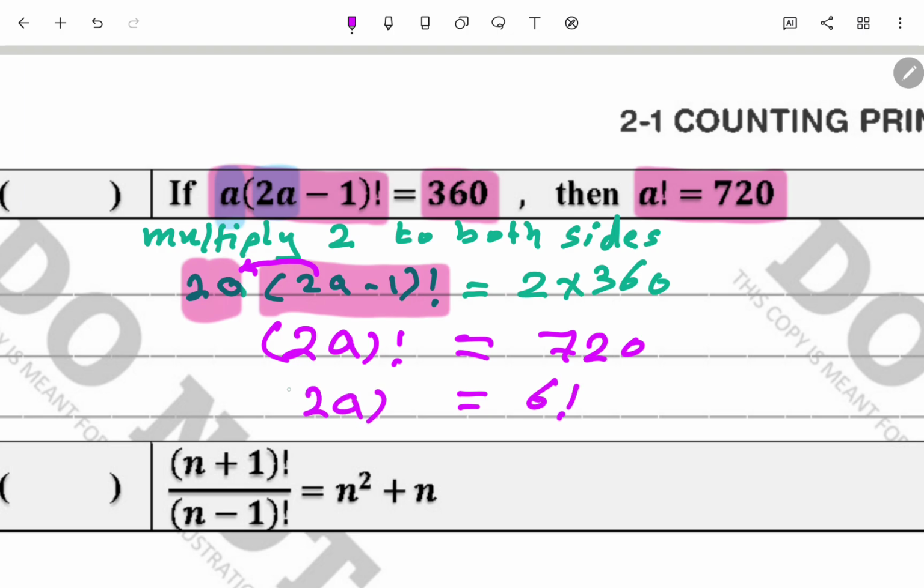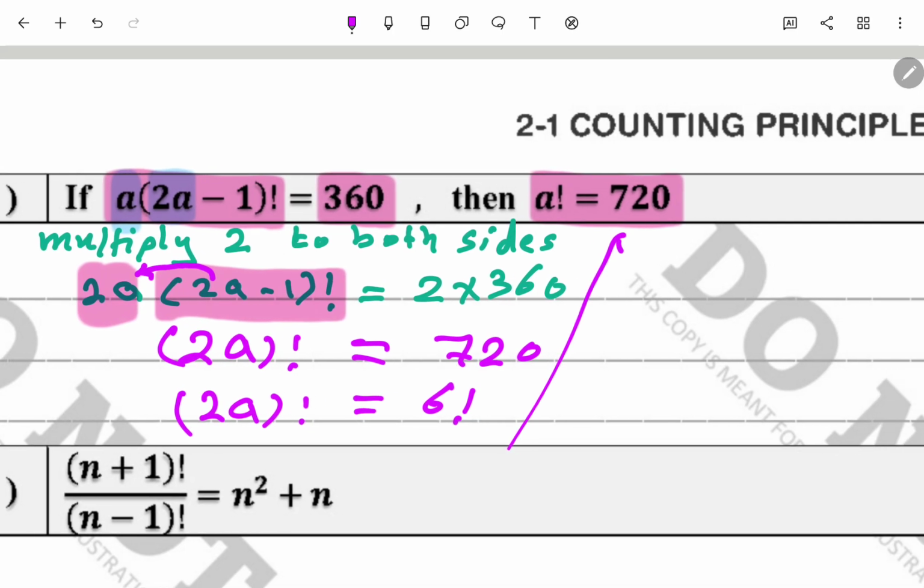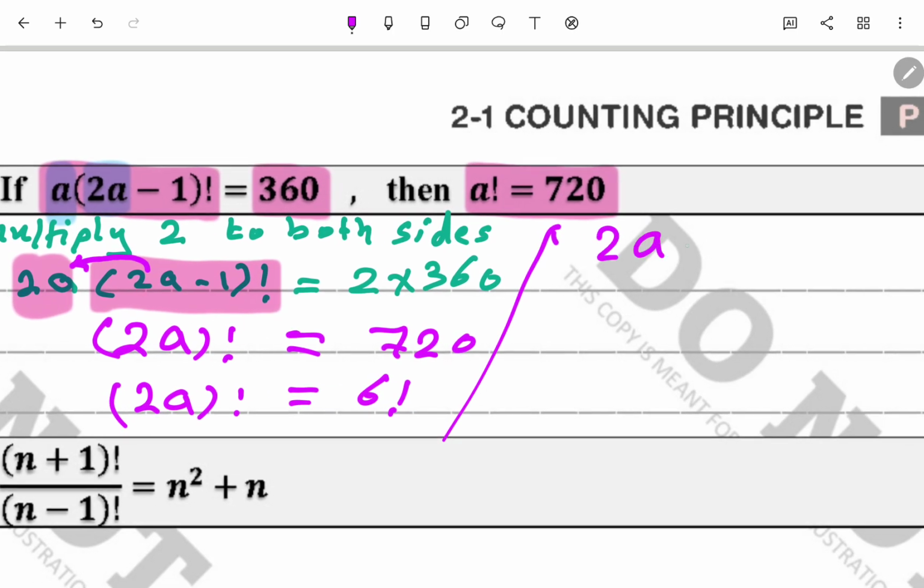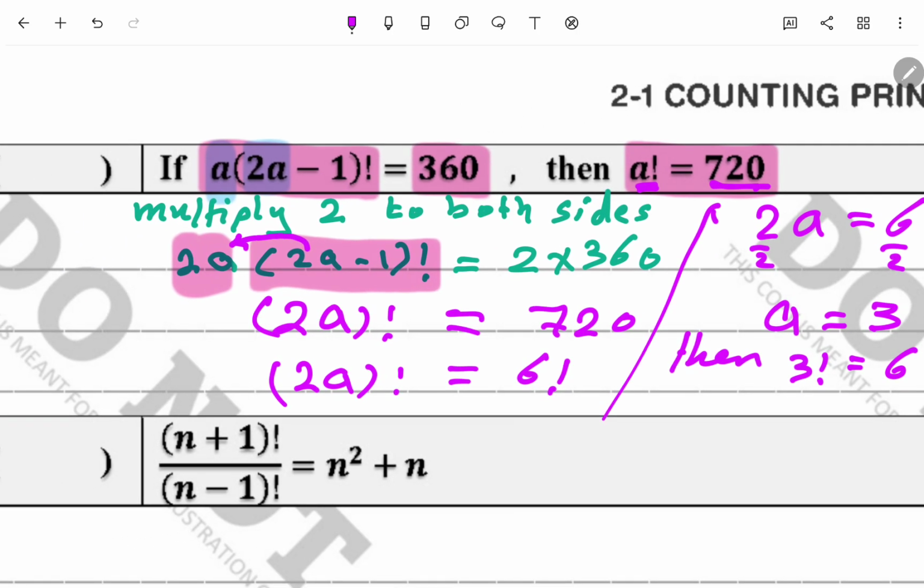With a 2a factorial, let's cancel factorials here and there, and then we can say that we have 2a alone equals 6. Divide both sides by 2 here and there, that will make a equal to 3. This is not the end. We need to use this 3 with the factorial according to the question. That will give you 6, not 720, and that will make it false.